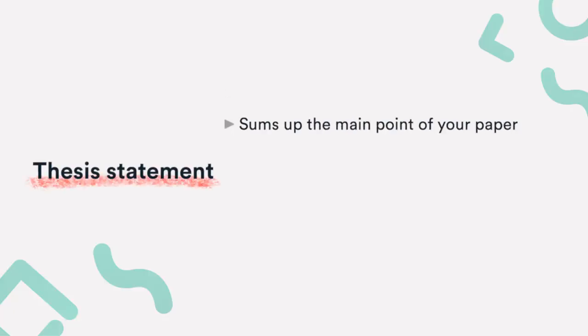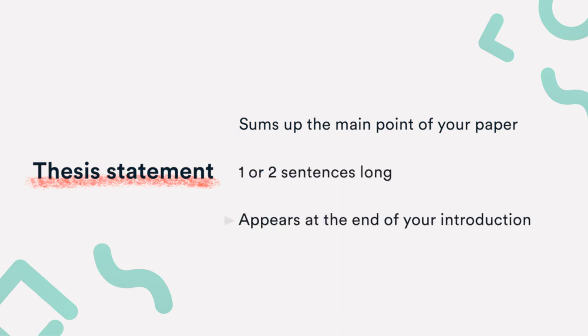I'll show you how to write an awesome thesis statement in 3 steps. It's good to first point out what a thesis statement does. It sums up the main point of your paper, just 1 or 2 sentences long, and usually appears at the end of your introduction. Once you've established a thesis statement, you can keep it in mind throughout the whole writing process and say goodbye to going off topic.